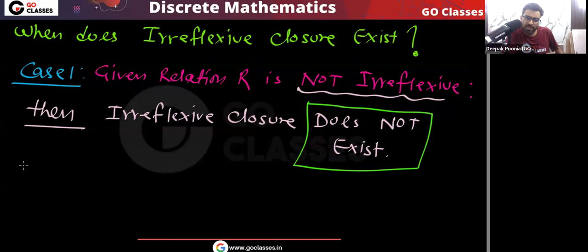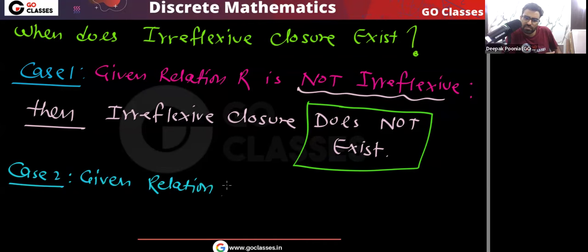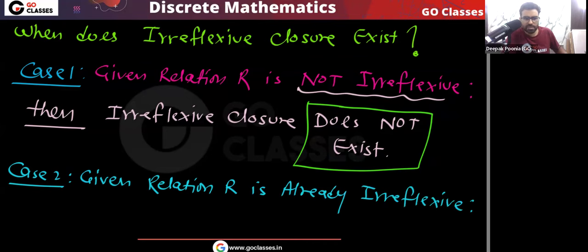And what is case 2? Case 2 is, given relation R is already irreflexive. Now tell me, if the given relation R is already irreflexive, then there is no need of adding any pair to bring the irreflexive property. Means the given relation R itself is the irreflexive closure of itself.